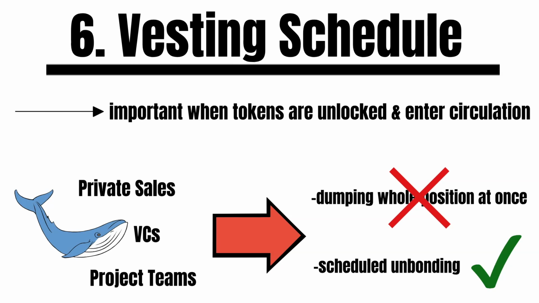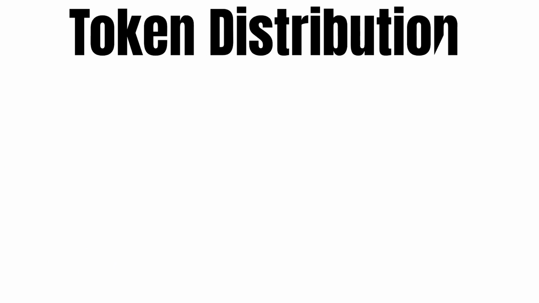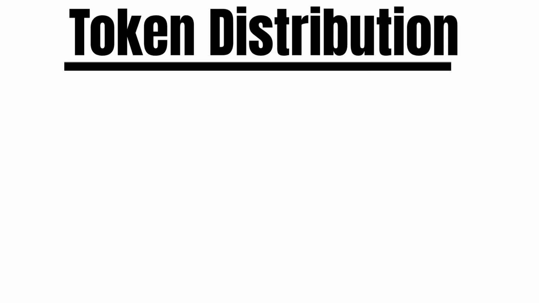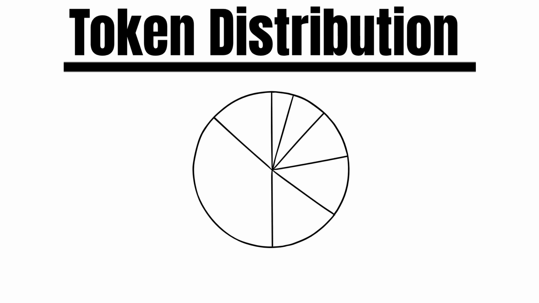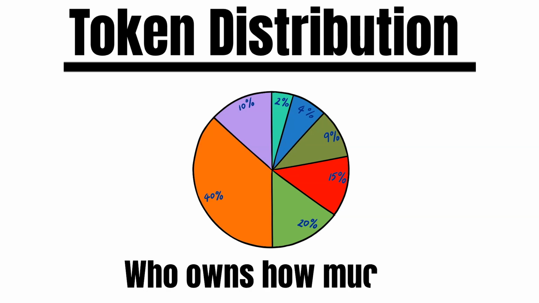Having heard that tokens are distributed to different parties leads us to the next important topic: token distribution. The token distribution will help you understand who holds how many tokens. This is important because then you can understand if the project is community focused or if most tokens are in the hands of venture capitalists and private sale participants who got in at low prices.